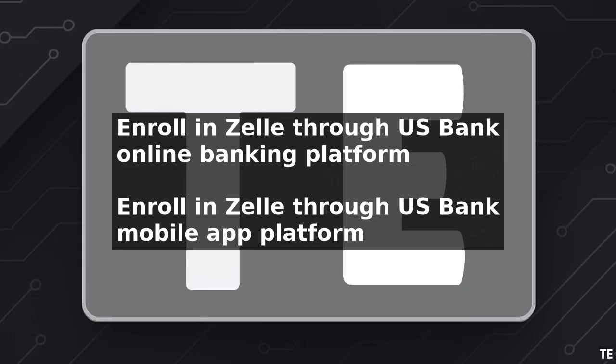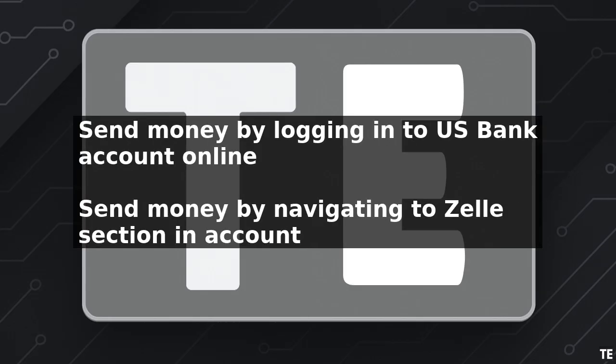First, you will need to enroll in Zelle through the US Bank online banking platform or mobile app. To do this, log into your account and navigate to the Payments or Transfers section. Click on the Zelle option and follow the prompts to enroll. You will need to provide your email address or mobile phone number to receive a verification code. Once you are enrolled in Zelle, you can start sending money.